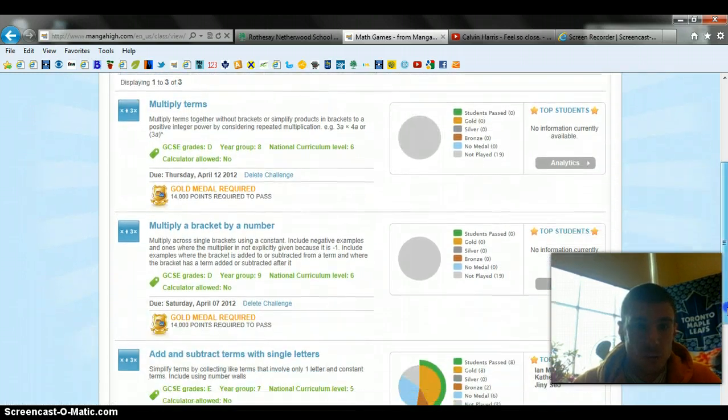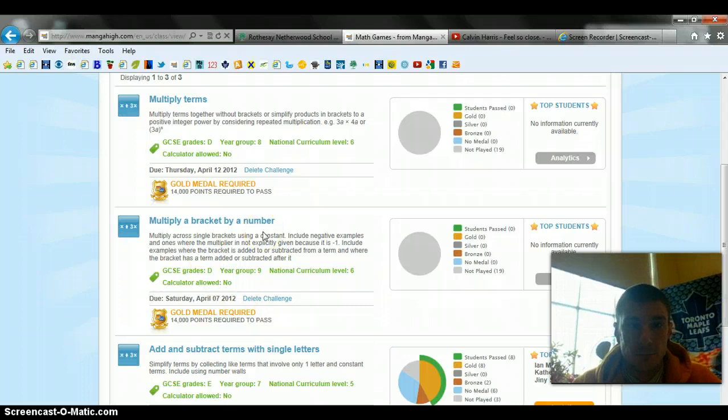So the first new one is multiply a bracket by a number. And we worked on that, the rainbow rule. I know you guys love saying that, but that's the trick that I like to help remind myself about the distributive property when I'm multiplying a term by a bracketed sequence.